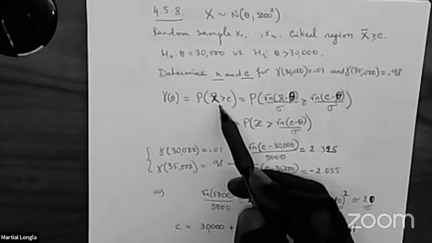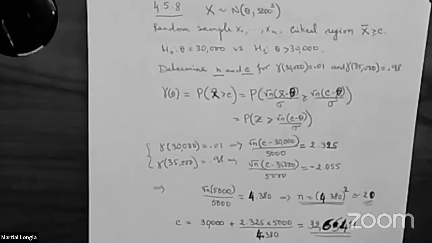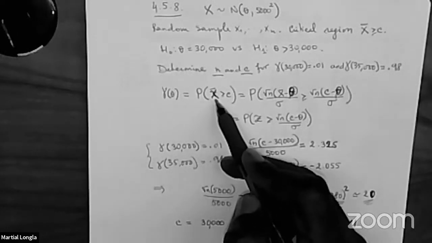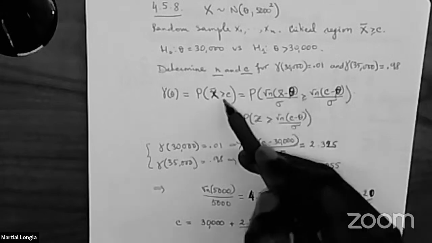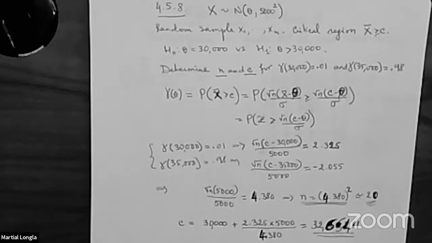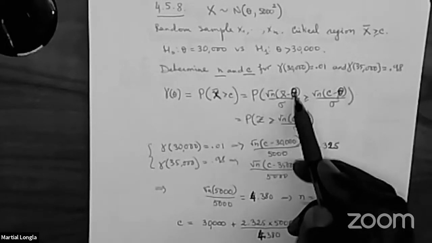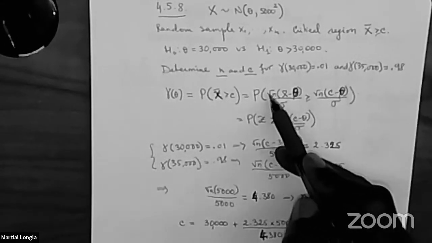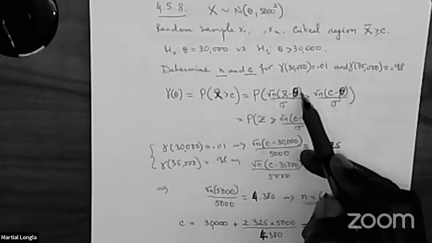It's the probability of the critical region under H1. So it's the probability, under theta, that X bar is larger than C. That's the critical region, X bar larger than C. So X bar larger than C, and you have a normal distribution, then X bar also follows the normal distribution with variance sigma squared over n. And you standardize knowing that the mean is theta. So that will be square root of n times (X bar minus theta) over sigma.